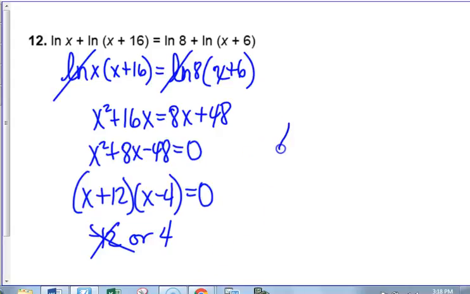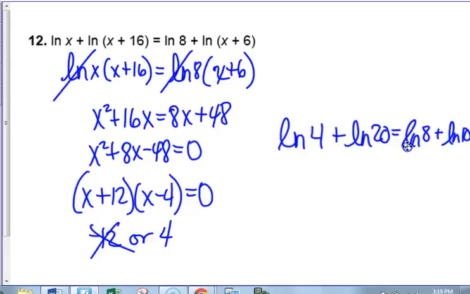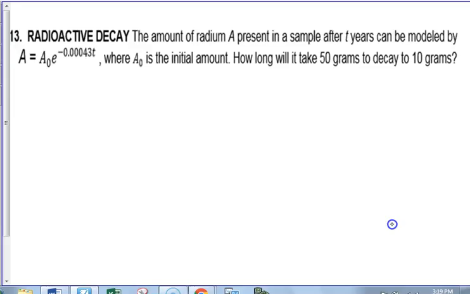If I plug it back in, guys, I have 4 plus 20 equals 8 plus 10. 4 times 20 equals 8 times 10, right? Even though it says plus, you would combine them by multiplying. Okay, couple of quick application problems. This is about radioactive decay. Does anybody know how fast things lose radioactivity? Very slowly. Very slowly. Okay.